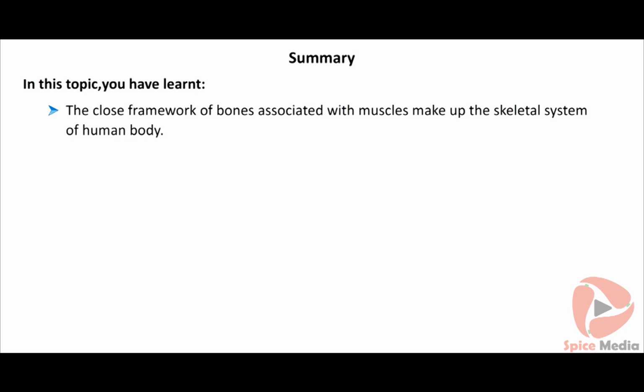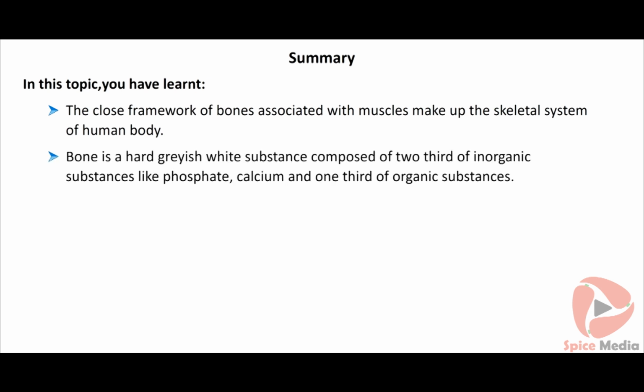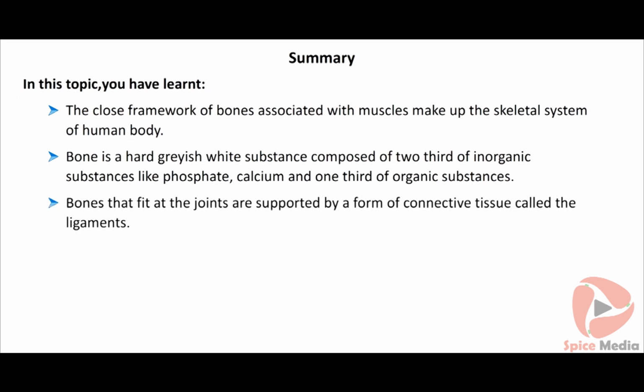Provide structural framework and support to soft tissues of the body. Internal organs are protected. Facilitates movement like walking and running. Stores minerals like calcium, phosphate and carbonate. The bone marrow produces RBC, WBC and platelets.